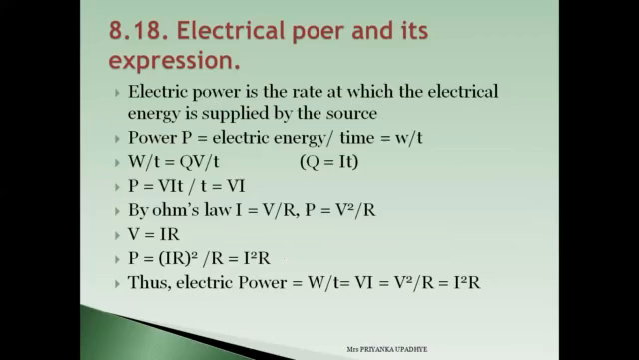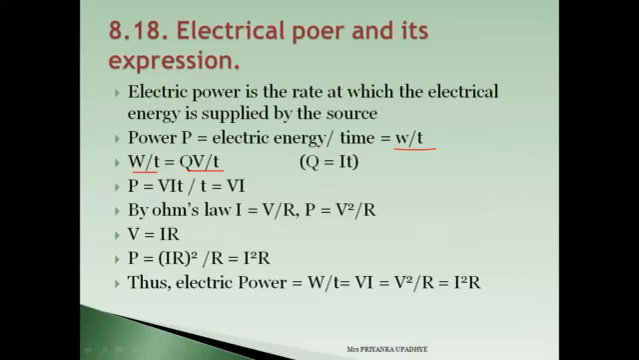So power is equal to electrical energy divided by time. Power is equal to work done divided by time. Electrical energy is nothing but work done, so electrical energy divided by time is W divided by T. Now work done is equal to Q into V, so we have written Q into V divided by T. Next we have P is equal to V into I.